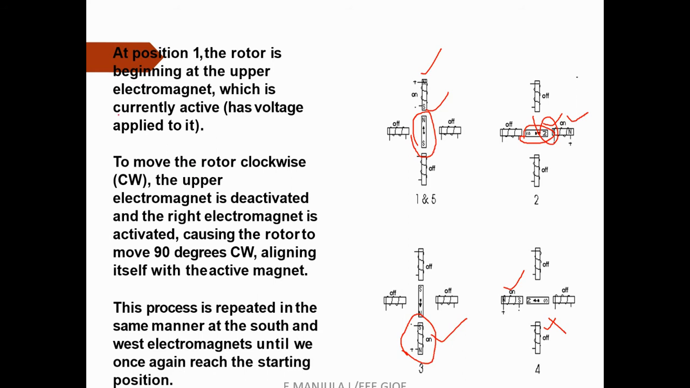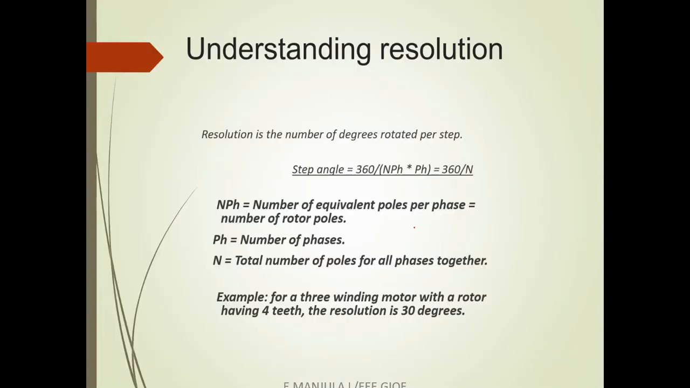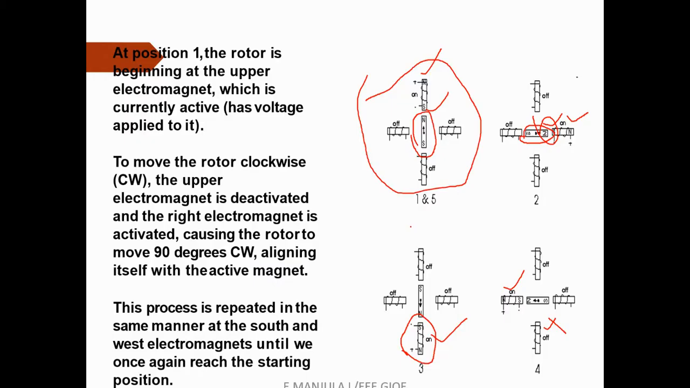This process is repeated in the same manner at the south and the west electromagnets until we again reach the starting point. After completion of the fourth point, we come to the fifth point, so it will reach the starting position. Like that, this will be repeated and the rotor will start rotating in steps of 90 degrees. Here we can observe there are four steps, one, two, three, four, for completing a total of 360 degrees.